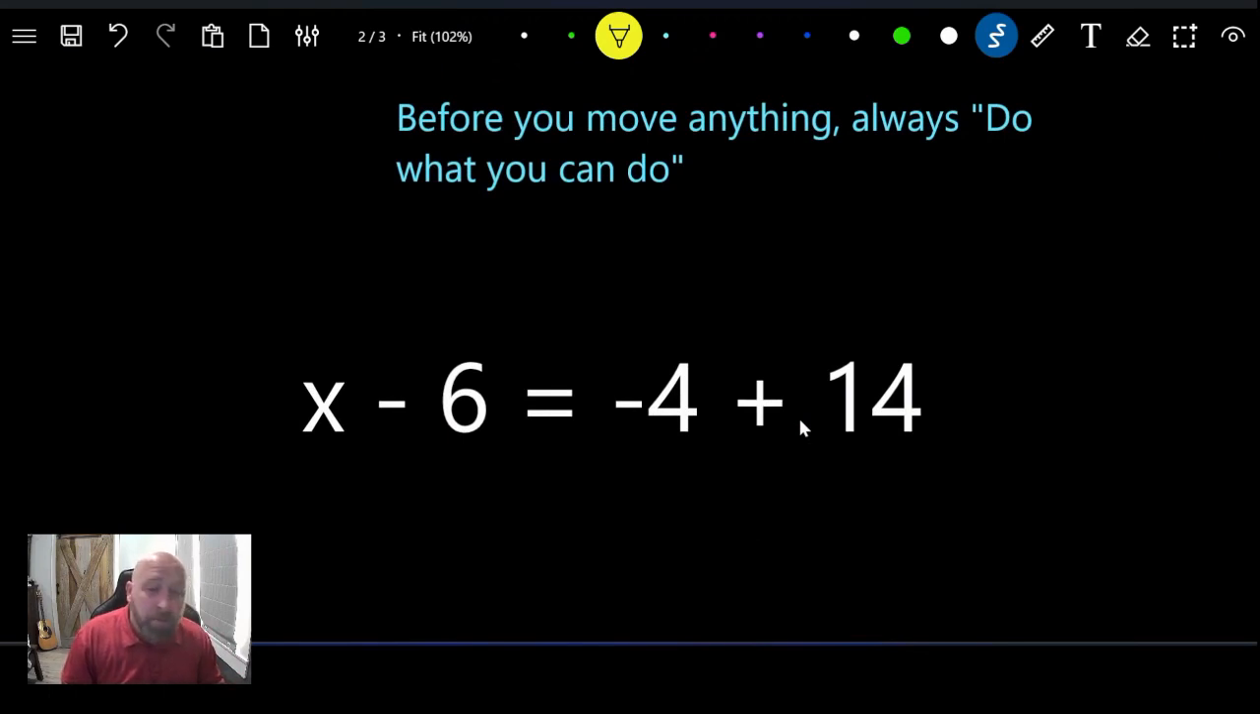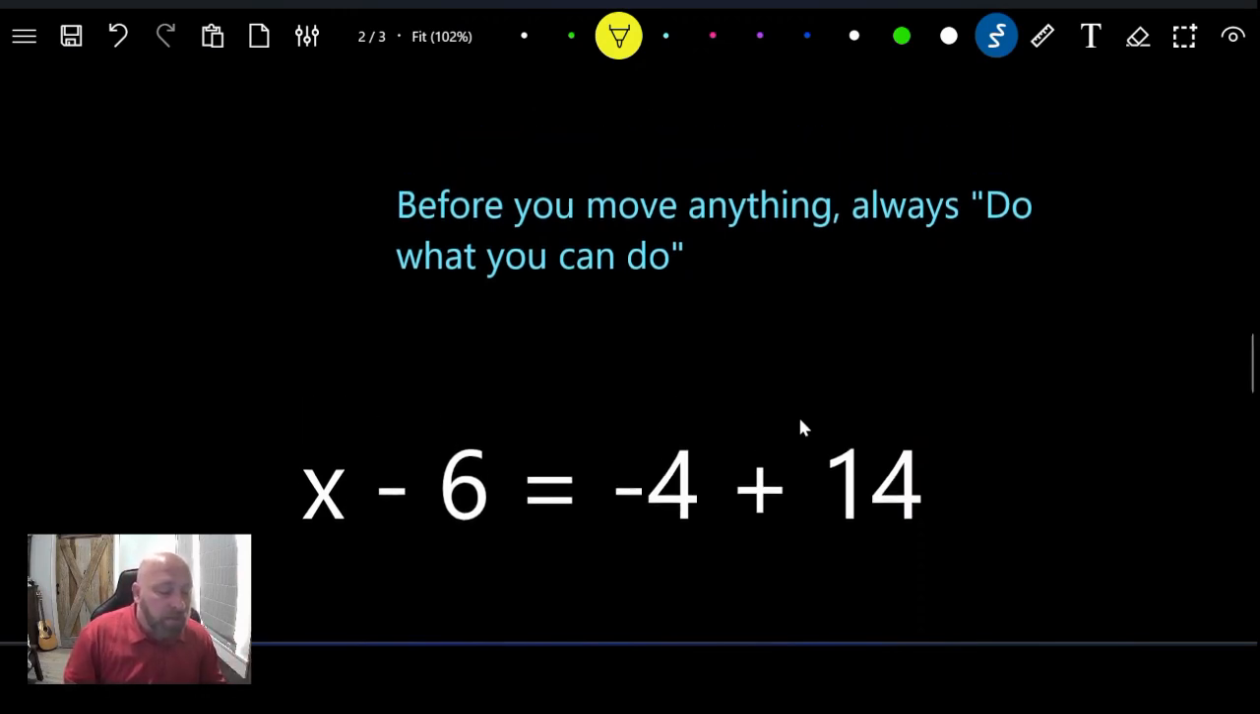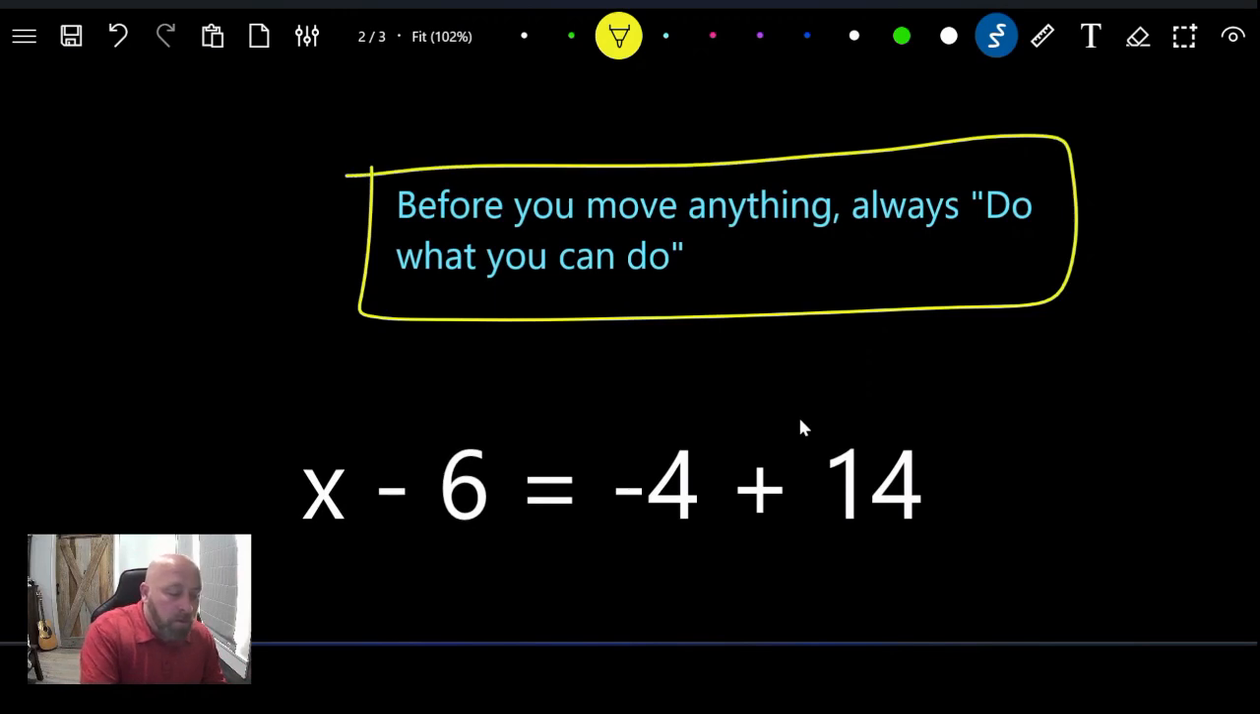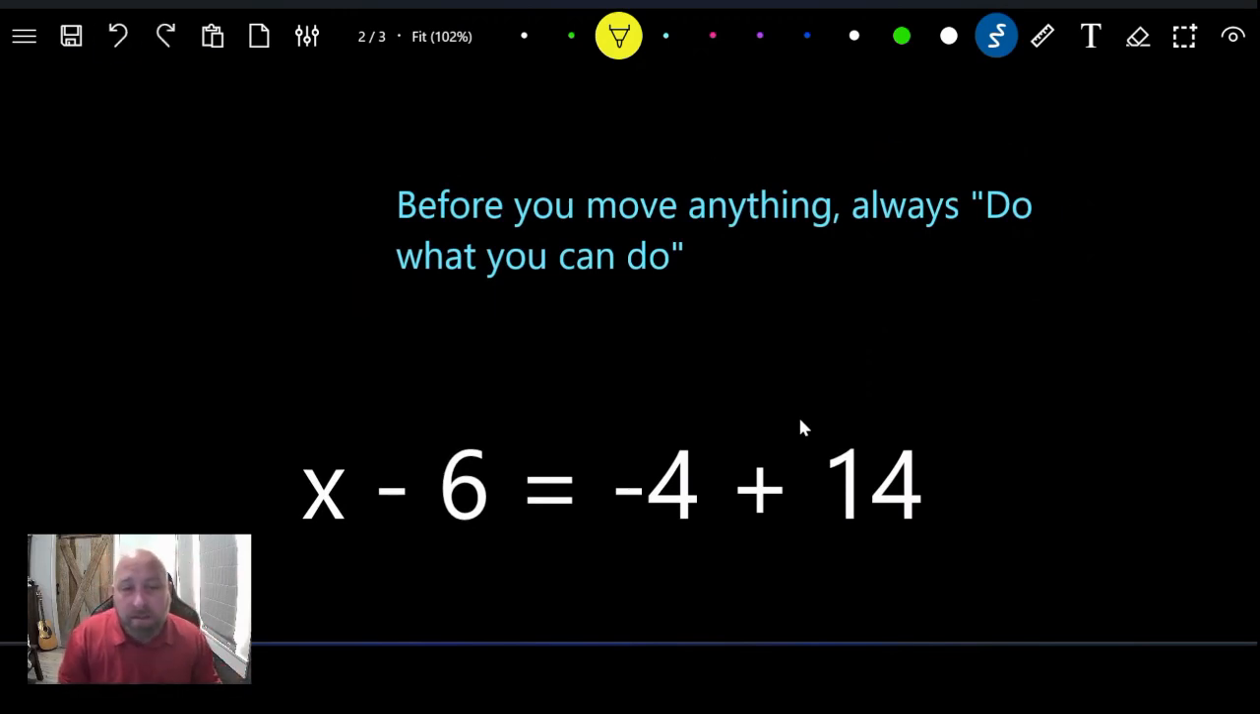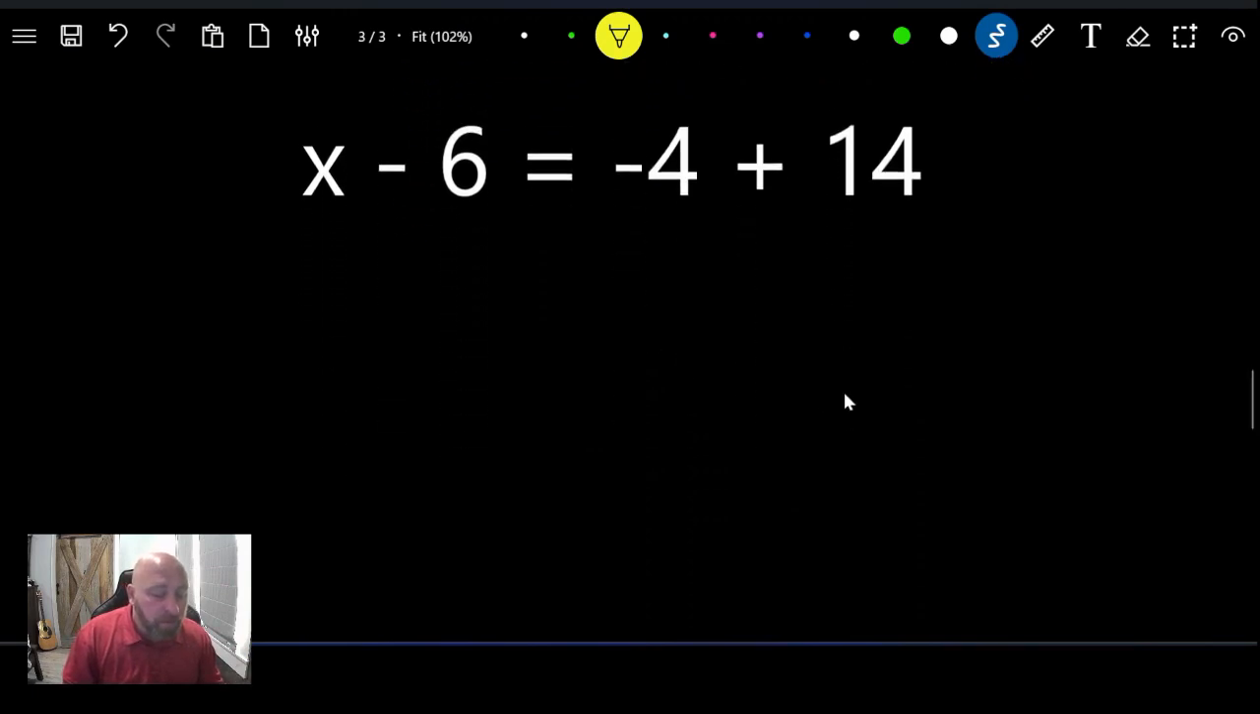We're going to do something that maybe you haven't done before, or maybe that's hard for you, in just a second. So before you can move anything, this is really important too in algebra. You will hear me say this a million times if you stay with me for algebra class. I always say this: do what you can do. Before you move anything, do what you can do. What do I mean by that? Look at this one right here.